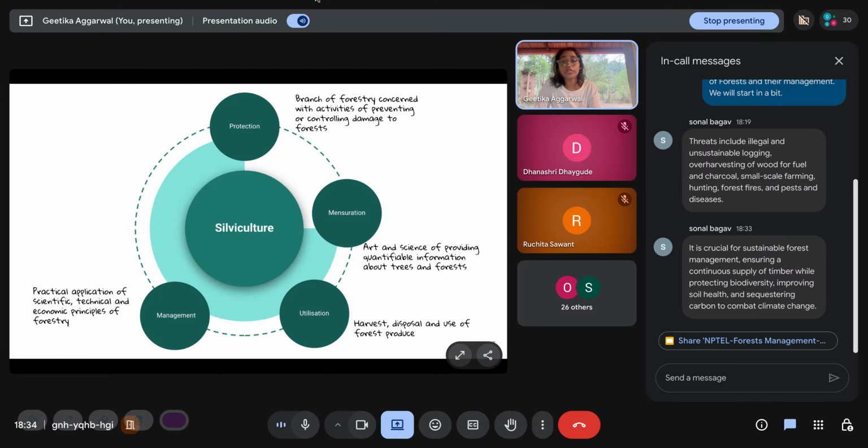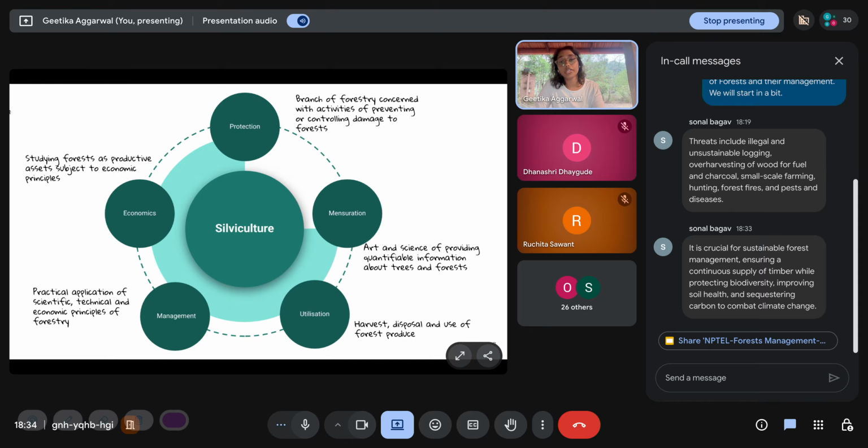Basically, it could help us do all of those depending on what our objective is for the forest that we're talking about, right? So in forest management, we're basically trying to have a practical application of these different principles that go behind forestry, and depending again on our objective for the forest. And then we talk about economics.